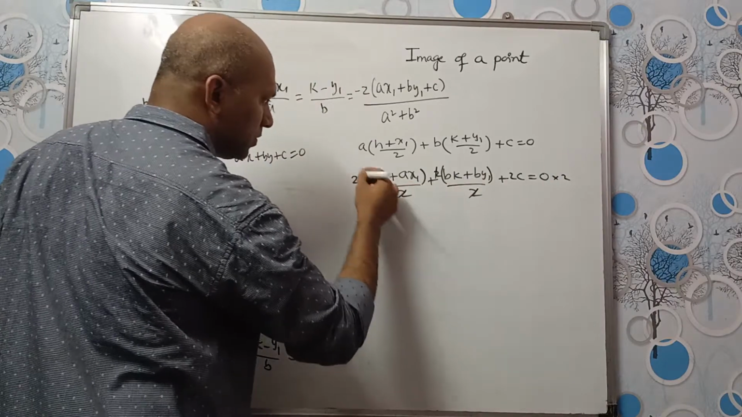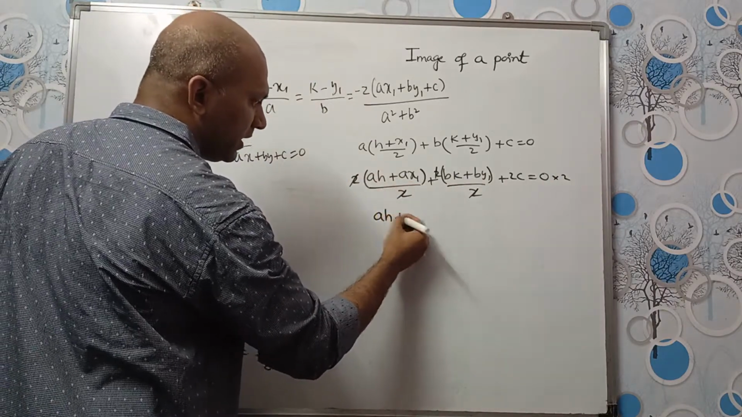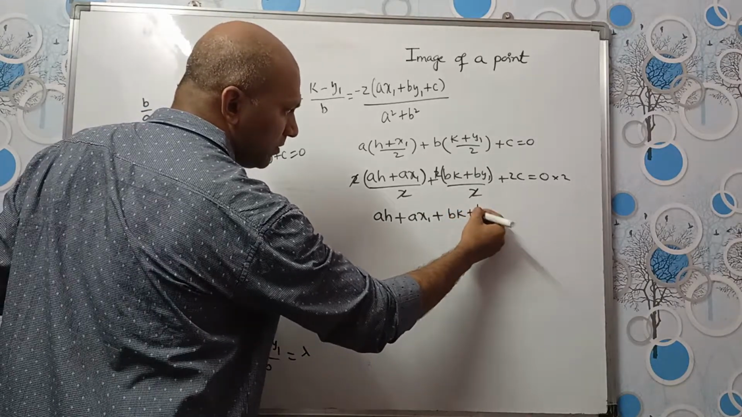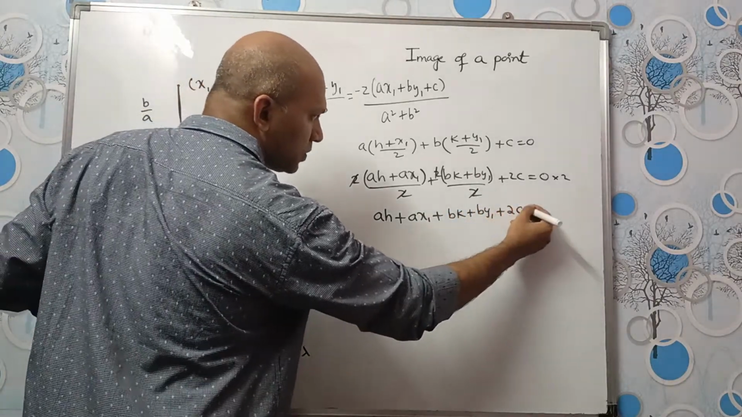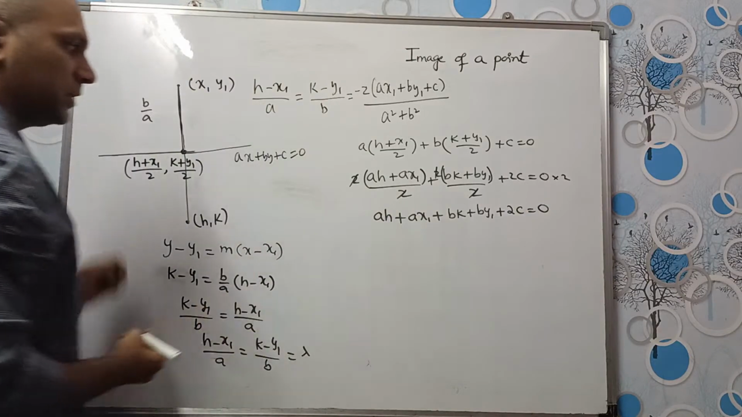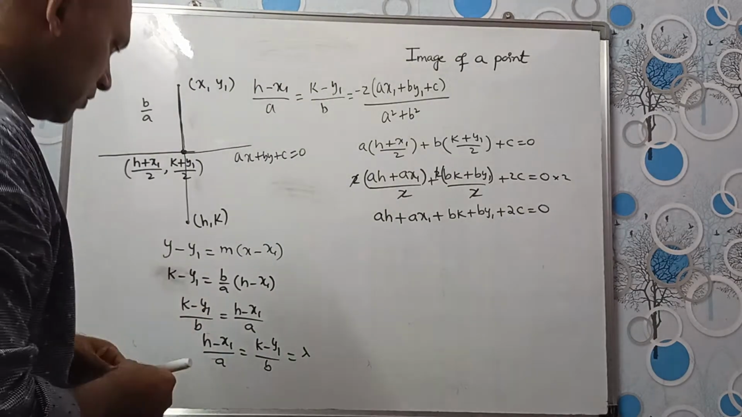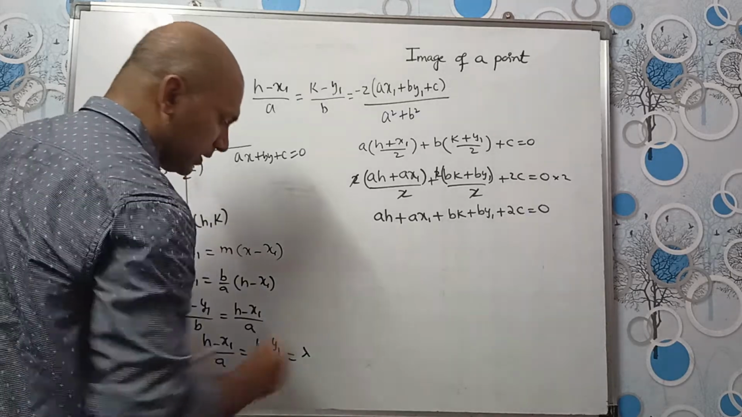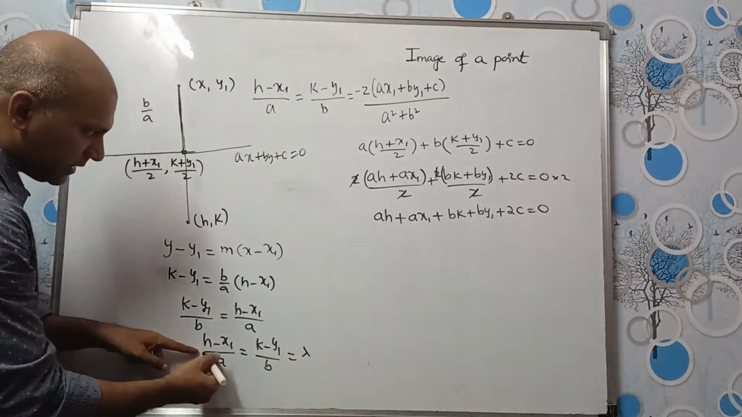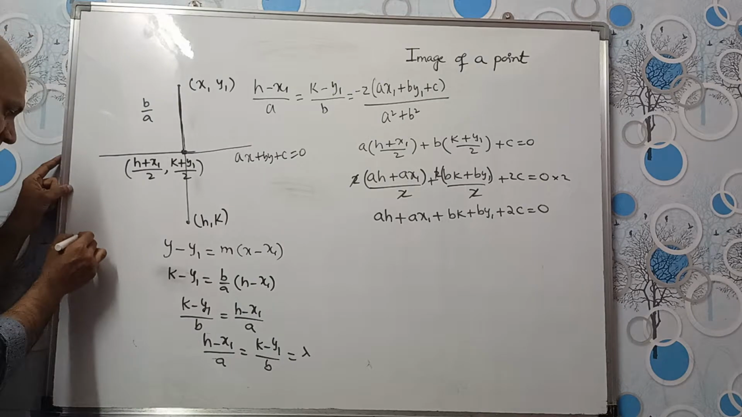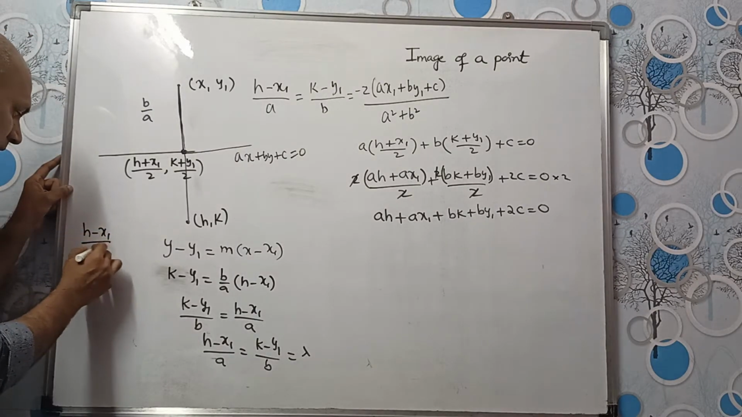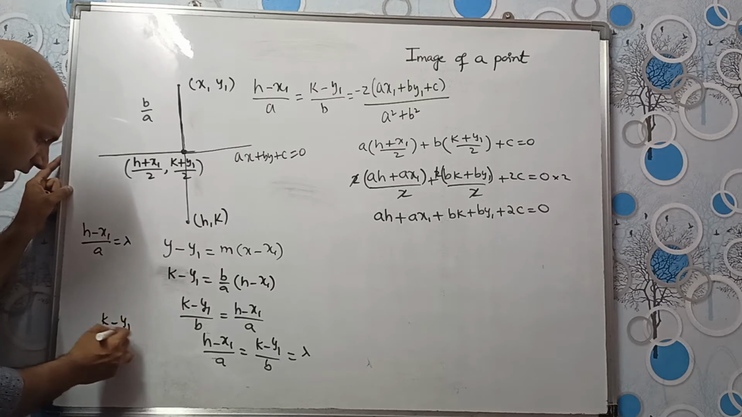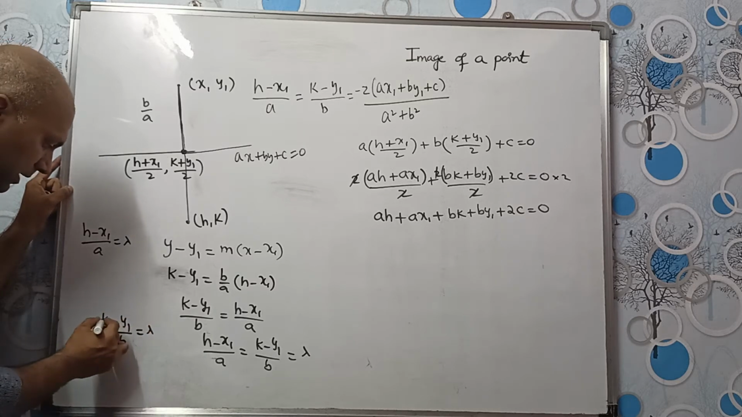this 2 with this 2, this 2, this 2 will get cancelled. What do we have? We have ah plus ax1 plus bk plus by1 plus 2c is equal to 0. Alright? Okay, now let us substitute the value of h and k from this in this one. Alright? See, let us write it separately. I am writing it here. h minus x1 by a is lambda and k minus y1 by b is equal to lambda.